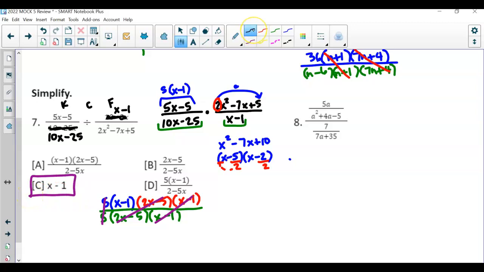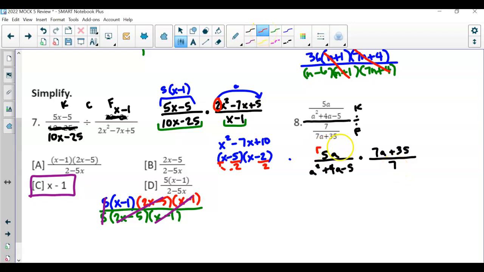Now number 8 is division. So this is our fraction bar. So we are dividing. This is our first fraction that we keep. We're going to divide by. This is our second fraction that we are now going to flip. So we are going to keep 5a over a squared plus 4a minus 5. But now we're going to multiply that by, flip the denominator, the second fraction. So now 7a plus 35 is what's in the numerator over 7.